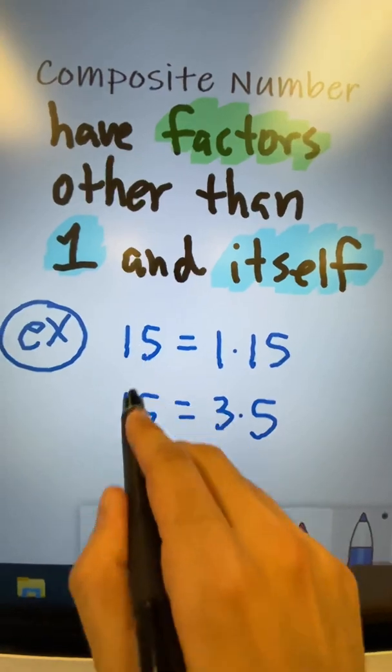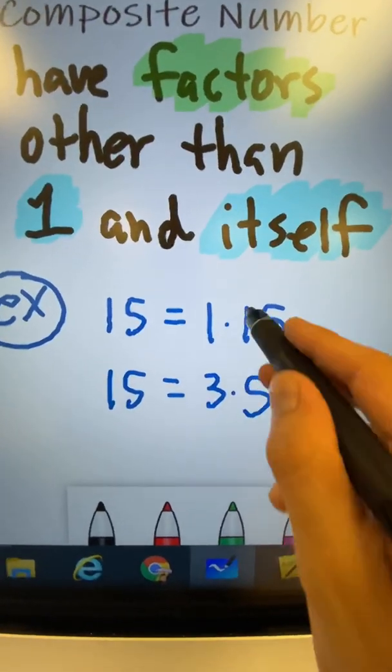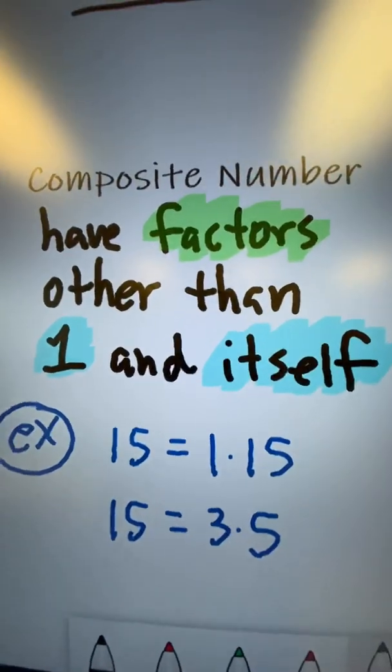When you multiply them out, you get 15. You have two different pairs. So anytime you have more than one set of numbers, it's automatically a composite number.